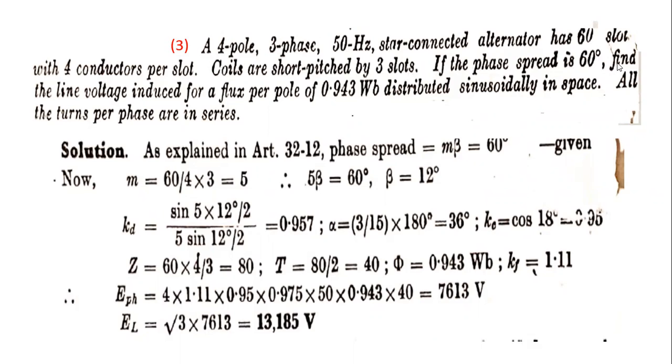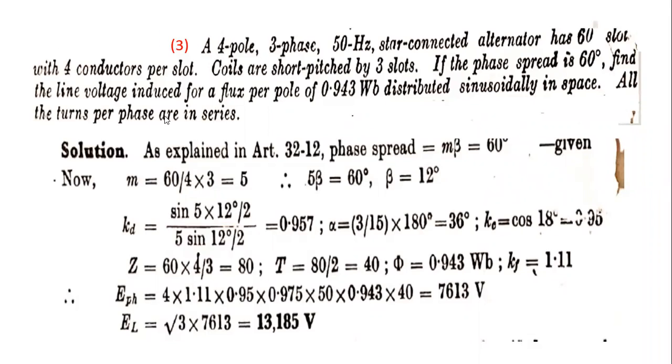If the phase spread is 60 degrees, phase spread means m into beta, that will be equal to 60 degrees. Therefore, find the line voltage induced for the flux per pole. Flux per pole, phi, is equal to 0.943 Webers, distributed sinusoidally in space.